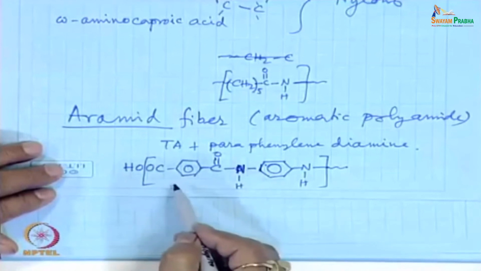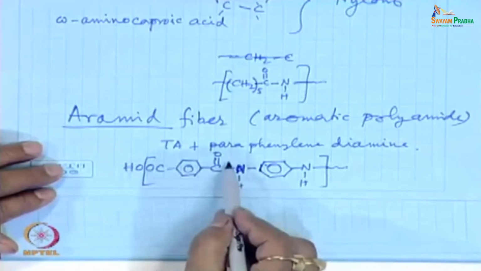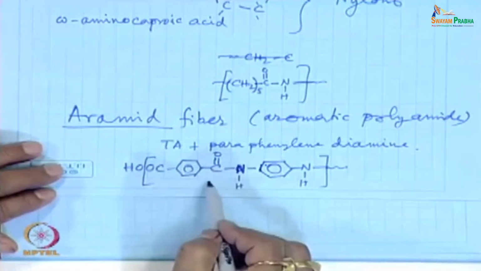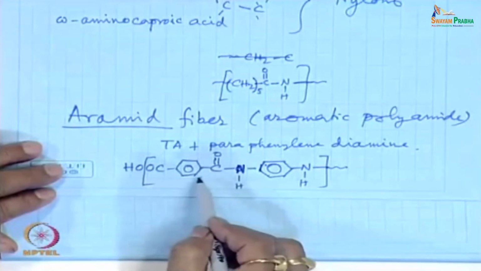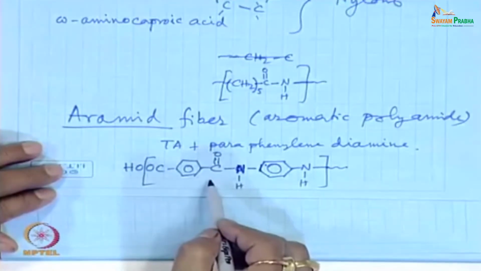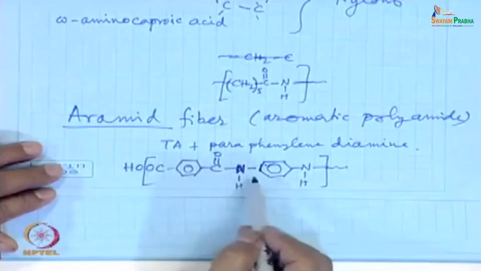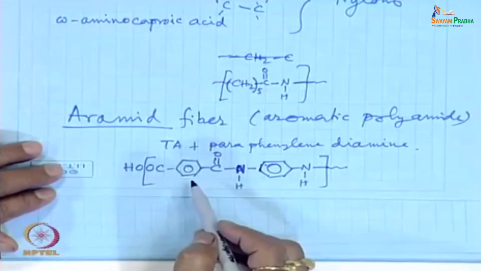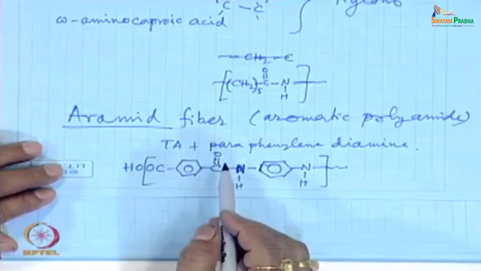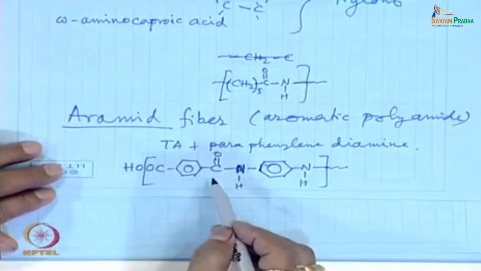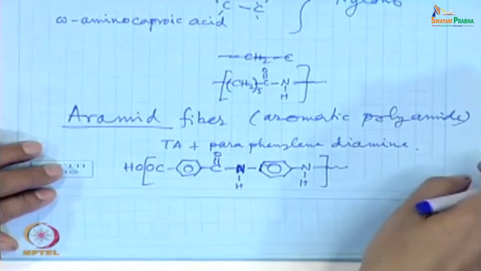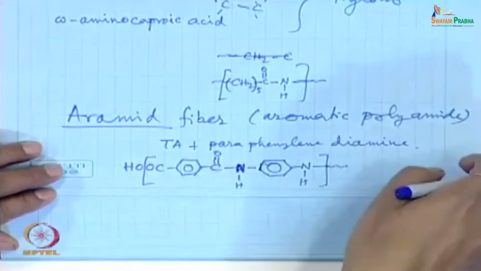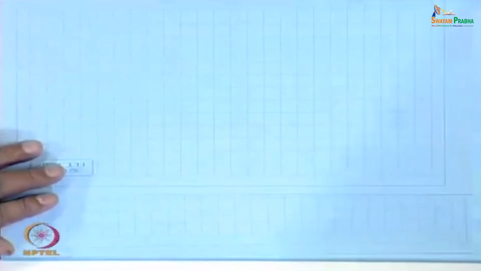Paraphenylene moiety, terephthalic acid moiety, one CONH group has come. So, this has the amide functional group CONH, an aromatic polyamide. You can take meta substitution as your meta isomer also, then it cannot lead to a fiber, but you can get film or other plastic, but these are high temperature aromatic polyamides. Okay. And polyimides.